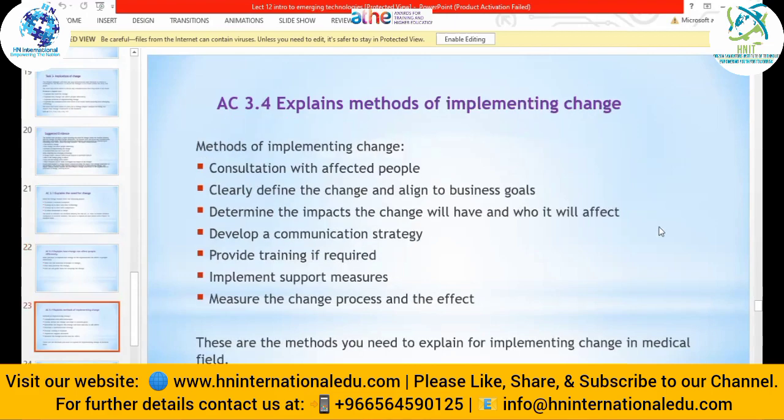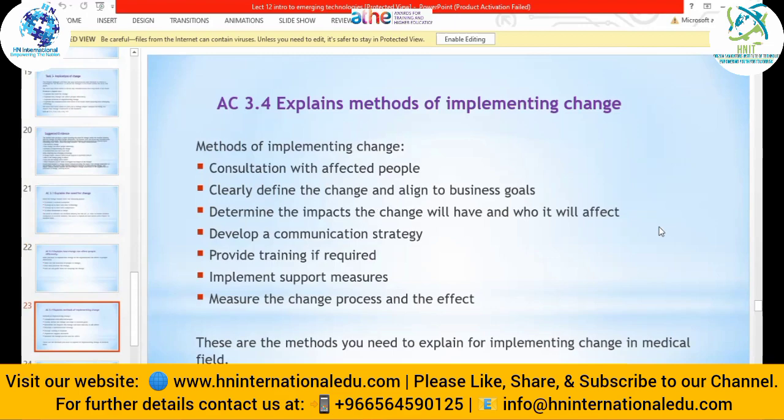Then explain methods for implementing change. Consultation with affected people, those people who have been affected with this change. Consult if they are affected positively or negatively. Clearly define the change and align to business goal. Determine the impacts the change will have and who it will affect. Develop a communication strategy. Provide training if required. Implement support measures and measure the change process and the effect.